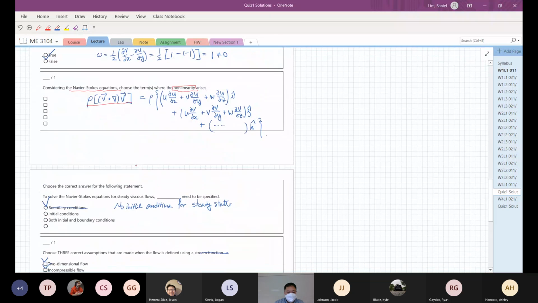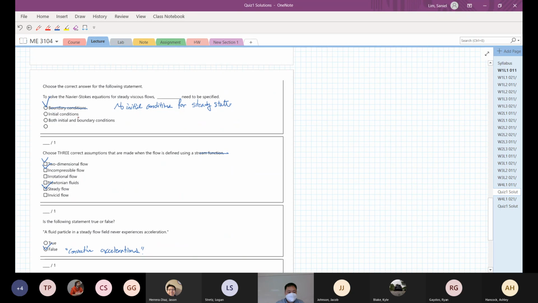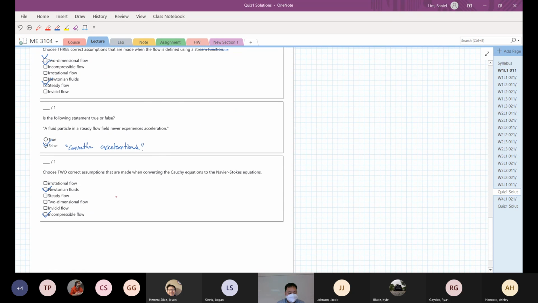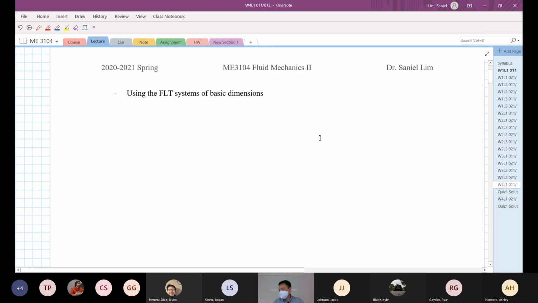Okay, I think that's pretty much all, right? No initial condition for the steady state because everything is settled down in terms of time. And the assumptions here: convective acceleration, Newtonian, incompressible. Okay. All right, any questions? I guess good. All right, let's take a look at chapter 7 again.